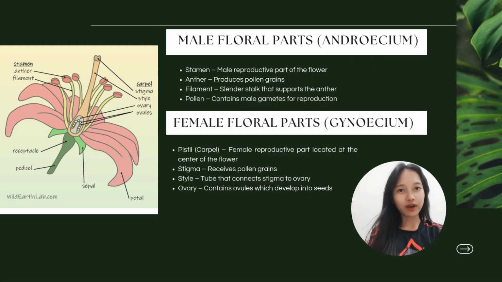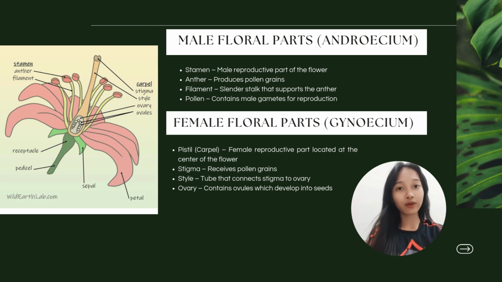The male part of a flower is called the androecium. It is made of stamens. Each stamen has an anther and a filament. The anther produces pollen. The female part is called the gynoecium or pistil. It has stigma, style, and ovary. The stigma receives pollen and the ovary contains ovules.